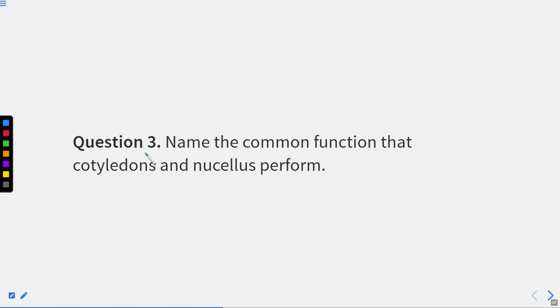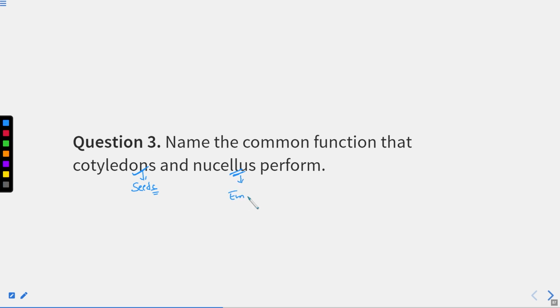Now let's talk about the next question. Here you have to name the common functions that the cotyledon and the nucellus perform. We have already discussed that nucellus is the part of the embryo sac, and cotyledon is a part of the seed. So cotyledons are present in the seeds. If you talk about dicots, they have 2 cotyledons, monocots have 1 cotyledon. And nucellus is a part of the embryo sac.